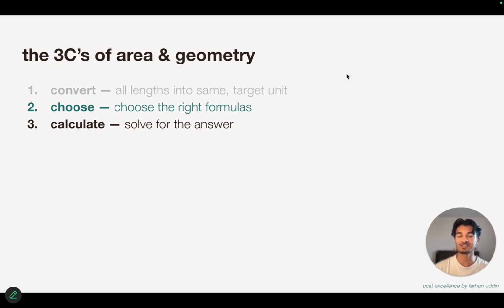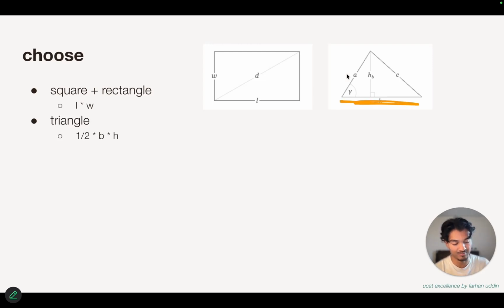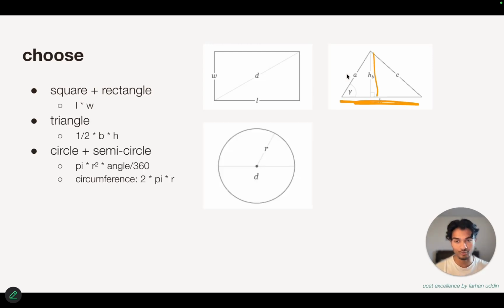Let's go into step number 2, which is choosing the right formulas. If you don't know these formulas, now you do. If you want to find the area of a square or a rectangle, it's length times width. For a triangle, it's half times the base times the height. For a circle, the area is pi r squared. And if it's a semicircle or maybe a cutout of a circle, then it's the angle we have here divided by 360 times pi r squared. If you want to find the circumference, that's as simple as 2 pi r.